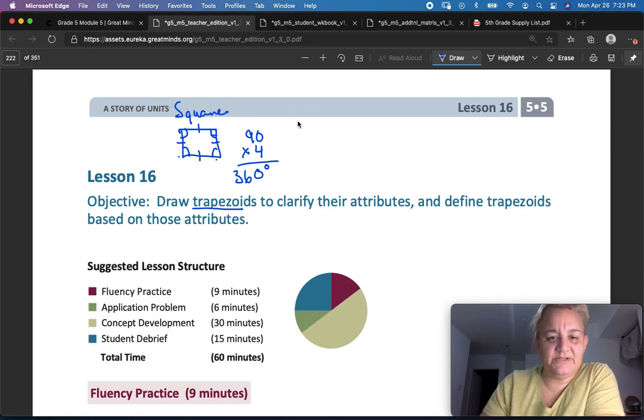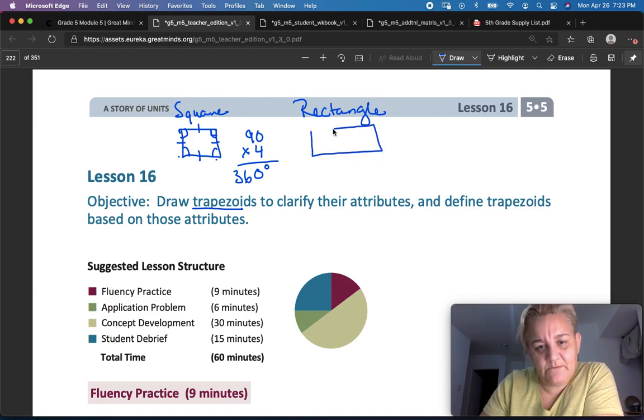Now, we're going to draw a rectangle, which also has 90-degree angles. The difference is the rules for a rectangle is that only the opposite sides have to be the same length, okay? So double lines for those and single line for that. But they also have 90-degree angles, okay, which make 360 degrees on the inside.